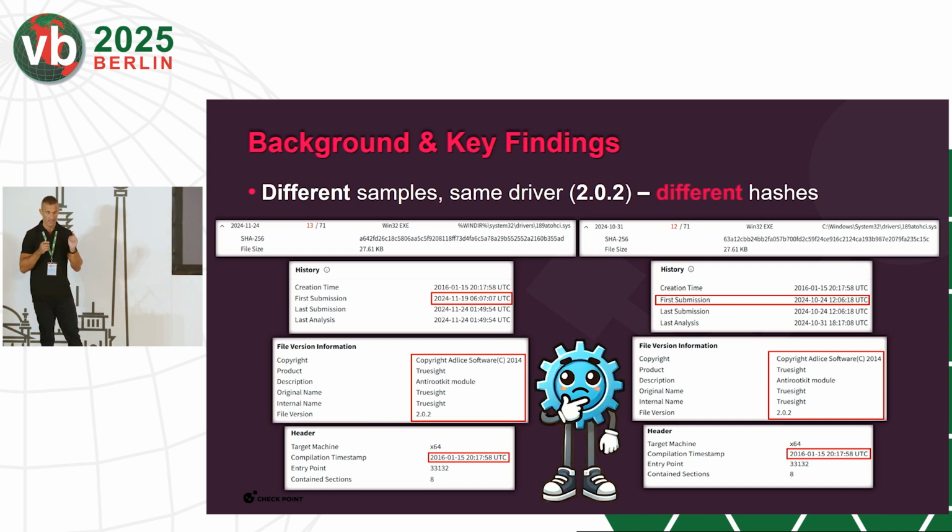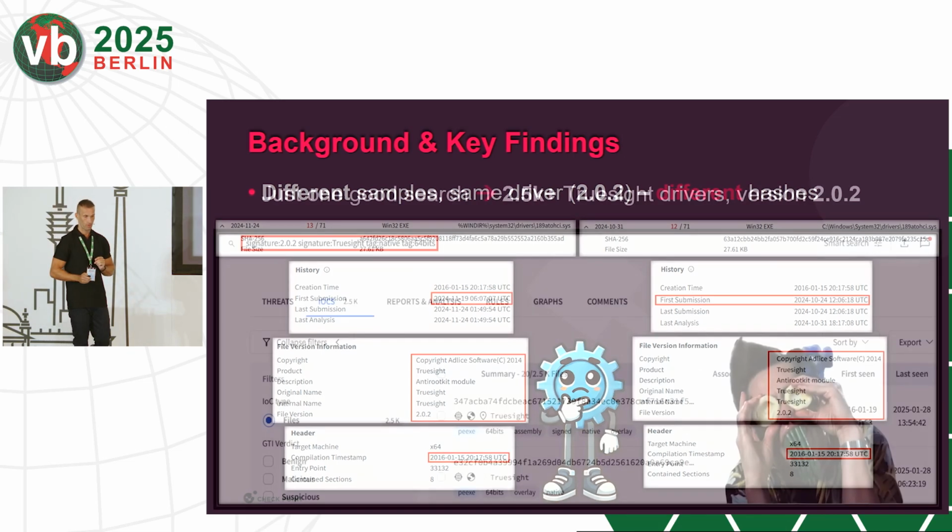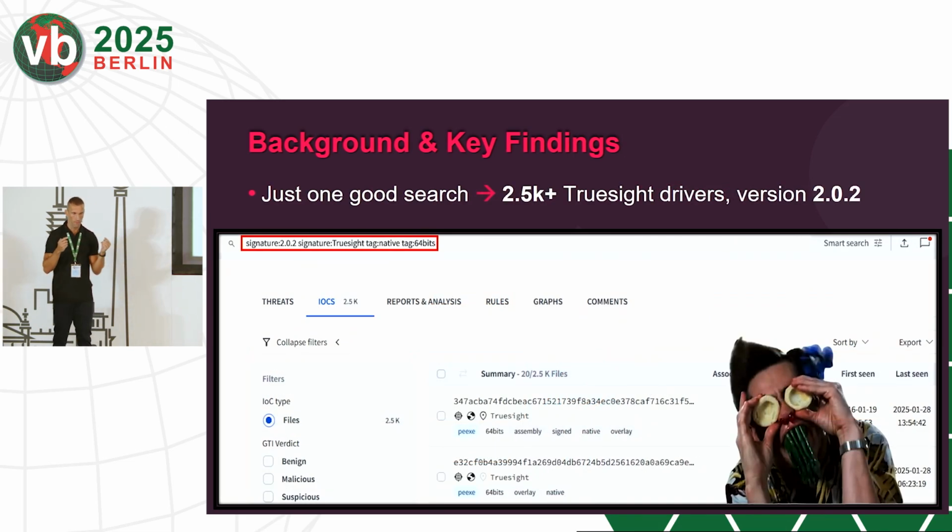And in this moment, we were exactly one good search before the insane finding, where we found over 2.5 thousand different TrueSight drivers version 2.02. And in this moment, we already knew that we were dealing with something big. And hell yeah, let's deep dive.